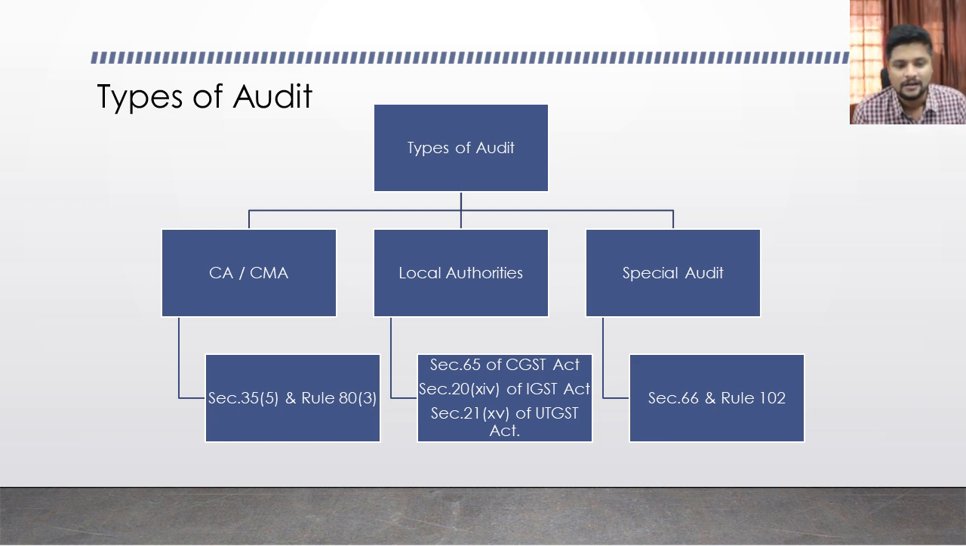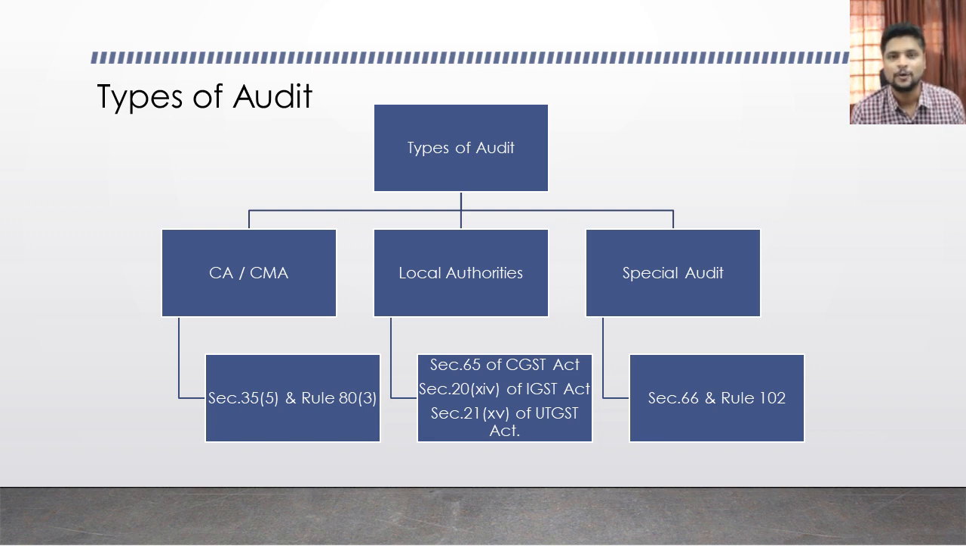We'll understand the requirements. Under CA audit, the audit done by a CA or cost accountant is provided under section 35 subsection 5 read with rule 80 sub rule 3. So the provisions relating to that provide for the audit to be done by a CA or a CMA. Second one is section 65 of CGST Act, also section 20 clause 14 of IGST Act, as well as section 21 clause 15 of UTGST Act.